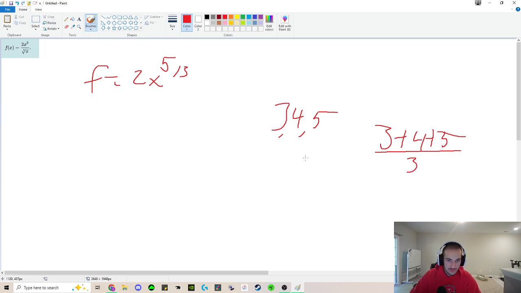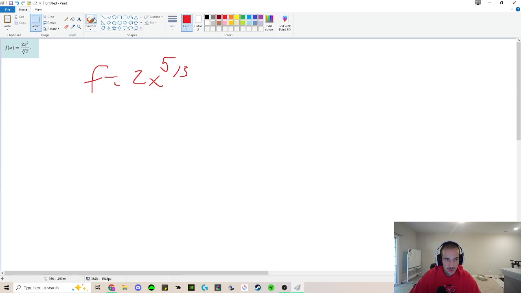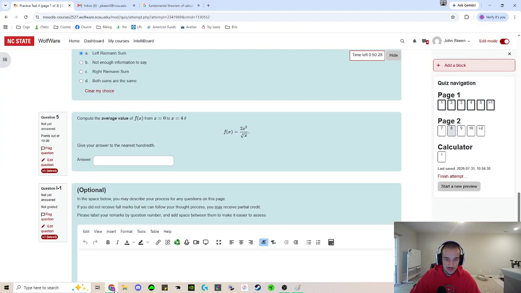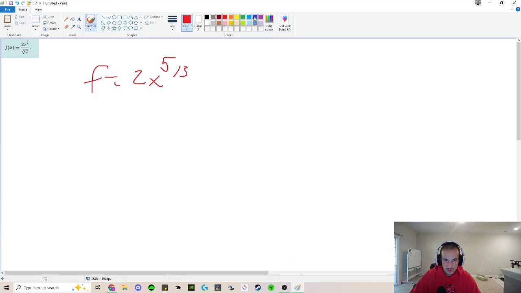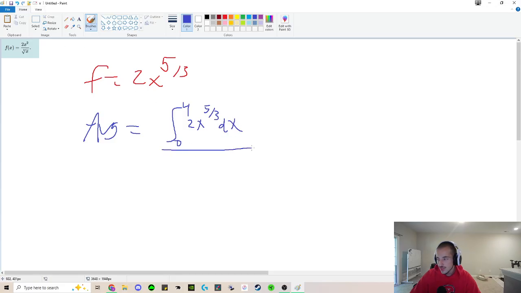But with an integral, instead of just a finite set of numbers, now we've got an interval. So we've got a function on an interval. We're going to sum up all the mass. And what is a sum, in this continuous sense? Well, it's going to be the integral. So average value is going to be the integral from 0 to 4 of 2x to the 5/3 dx. Don't forget your dx.